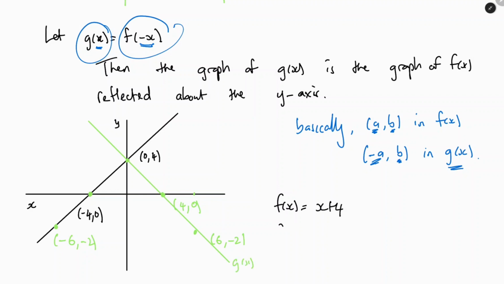So g of x would be f of minus x, which is going to be minus x plus 4. And this green line over here is of course minus x plus 4. We can see the y-intercept is 4, so that's correct. And the root would be 4, so that's also correct. Okay, and that's all it is. So when you see a situation like this, we are reflecting about the y-axis.